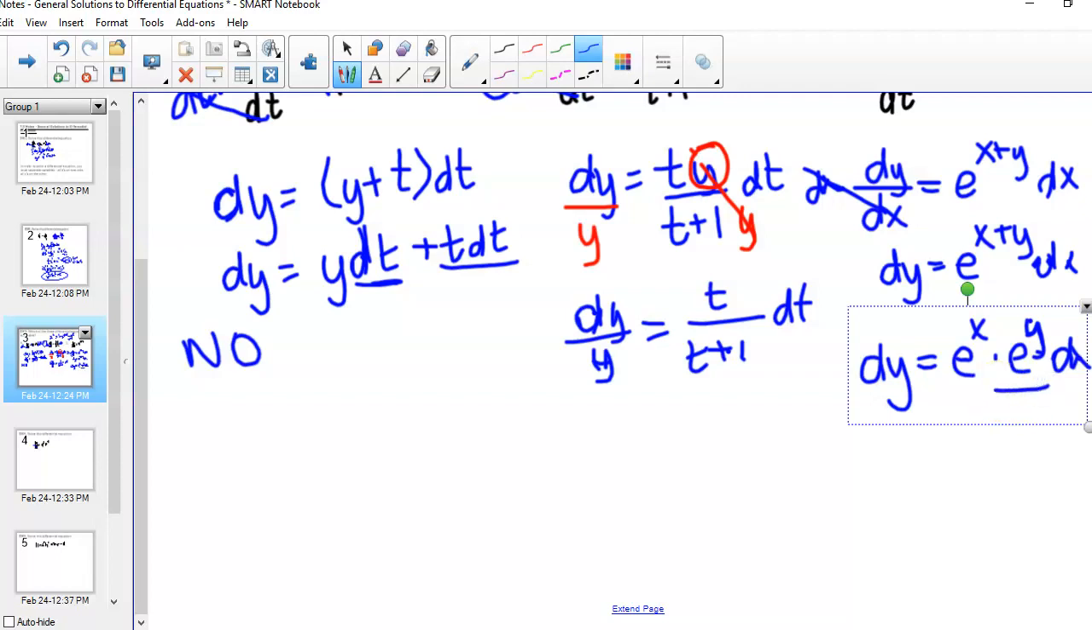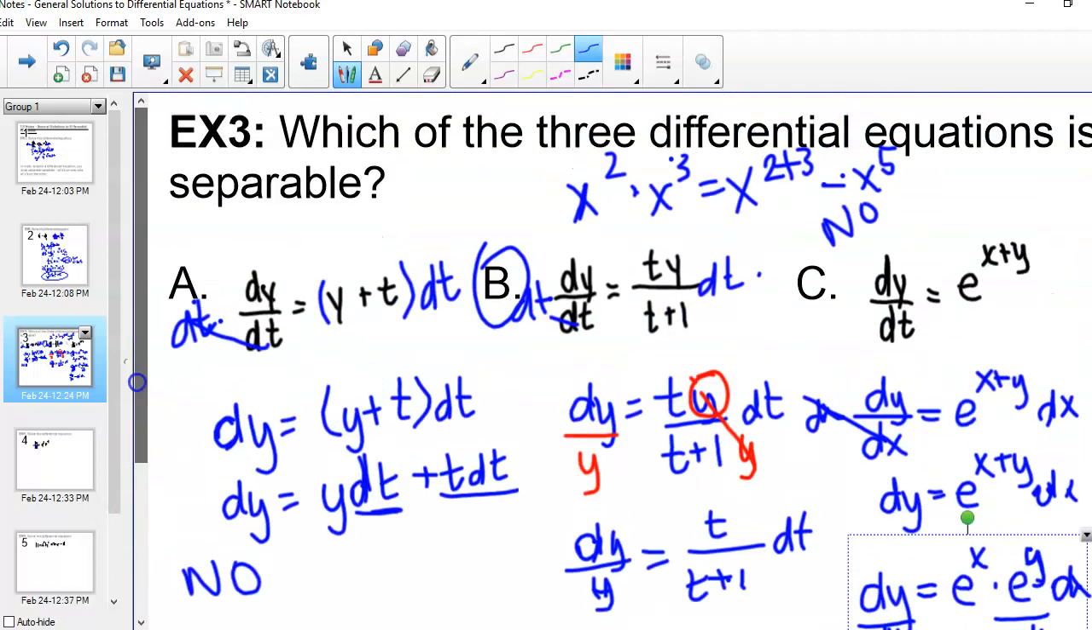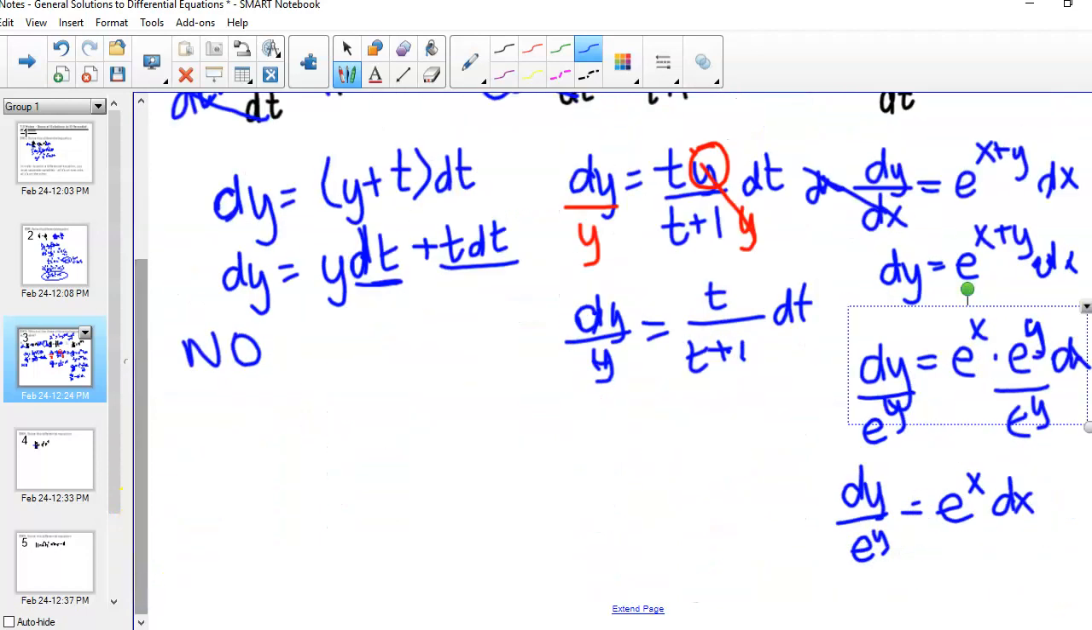And so if I write it this way, now I could divide both sides by e to the y. And that would give me dy over e to the y equals e to the x times dx. And now this would be separated, and you could solve that equation. So as it is originally written, this c is a no, but if that t were just turned to an x, then that would be a separable differential equation.